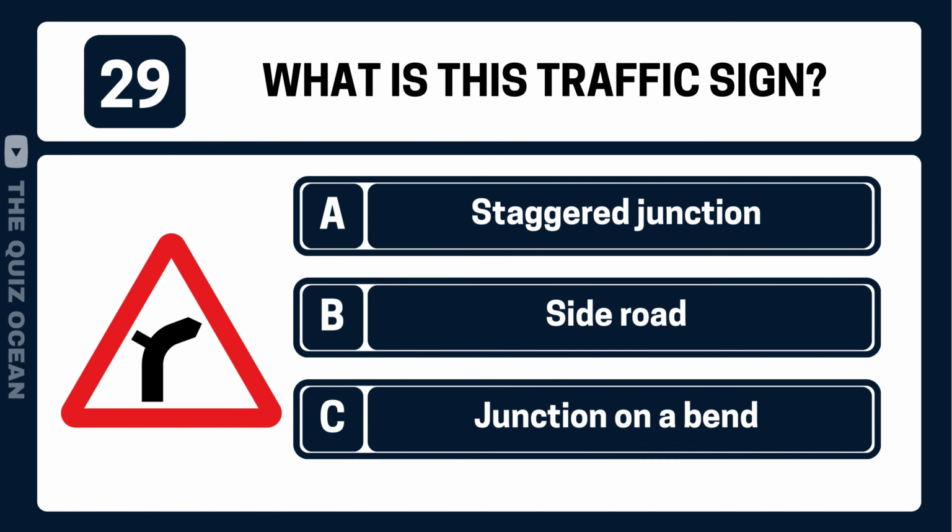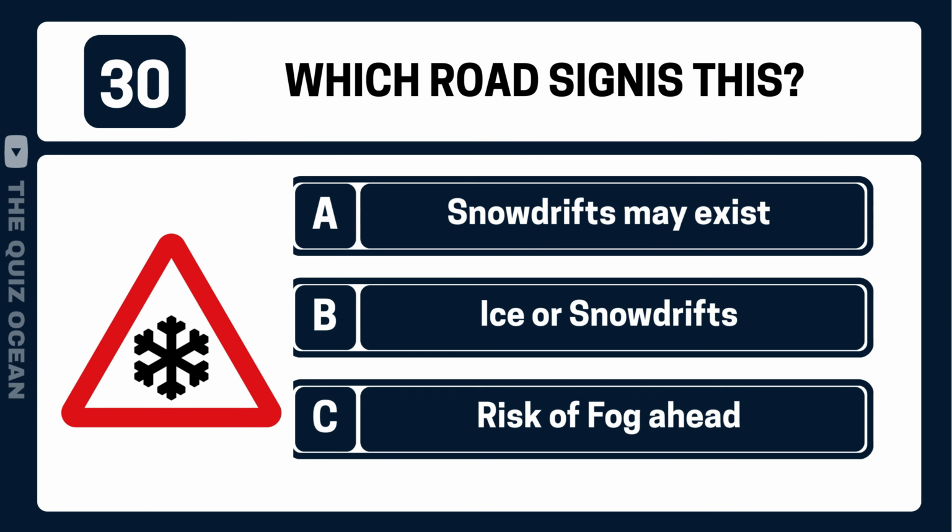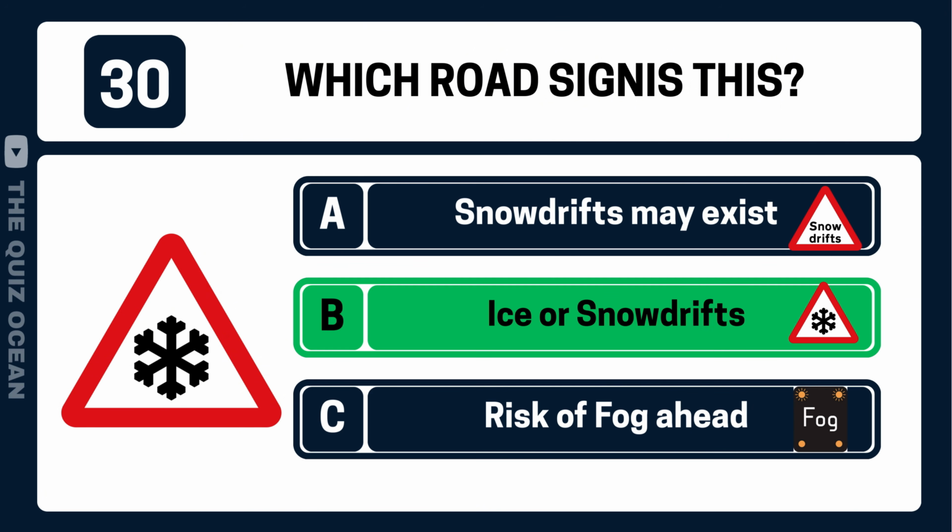What is this traffic sign? Correct. This sign warns drivers of a junction on a bend. Which road sign is this? Excellent. This sign warns of ice or snowdrifts in the area.